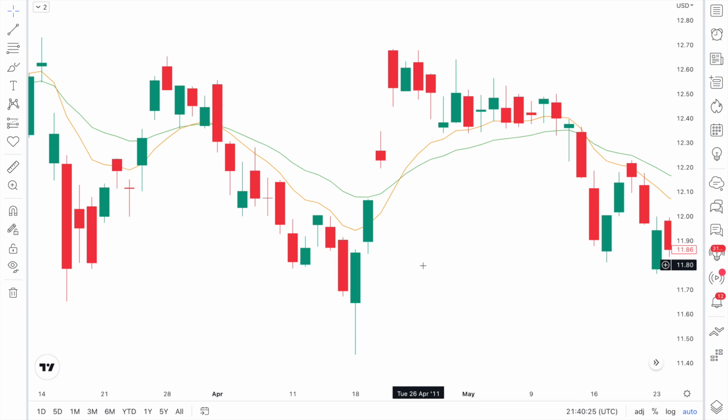Now let me show you this example, which clearly depicts what I meant by just because there's a crossover doesn't mean there's a good trade. So here we have a crossover right here. The 10 is moving above the 21.